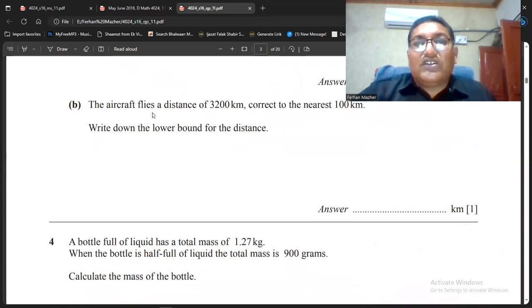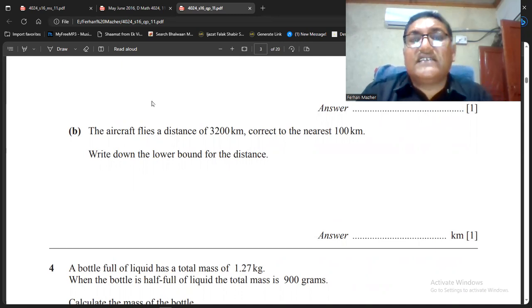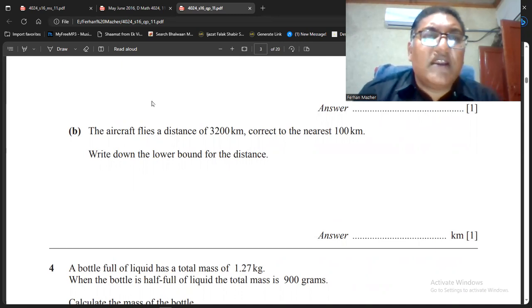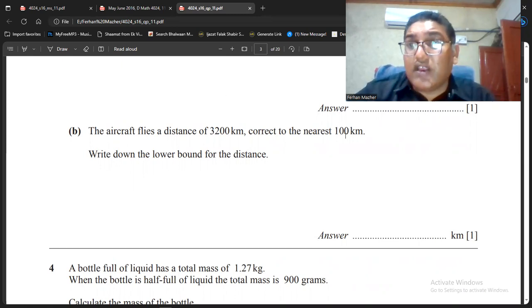Okay. Question number, we have B part. The aircraft flies a distance of 3,200 kilometers, correct to the nearest 100 kilometers. Write down the lower bound for the distance. You know, it is correct to the nearest 100 kilometers.